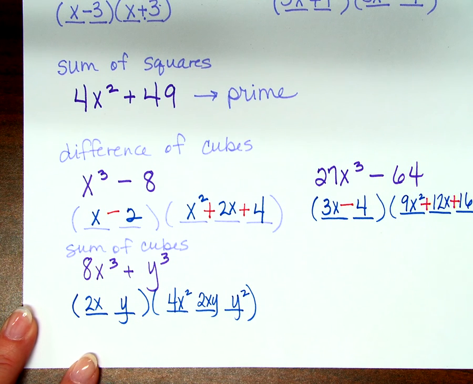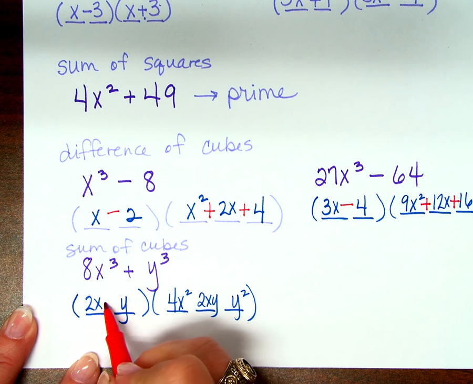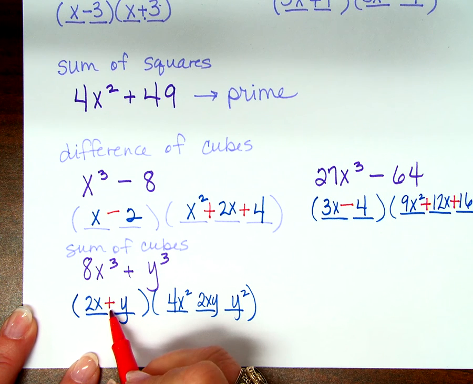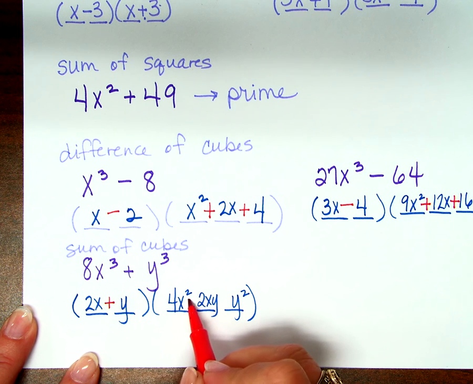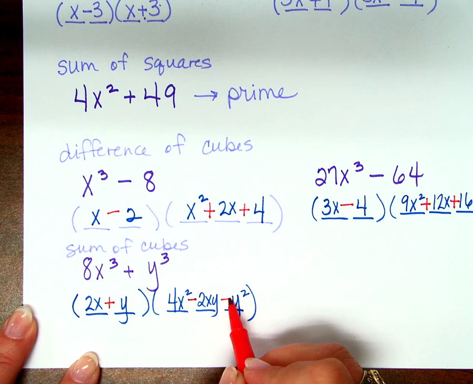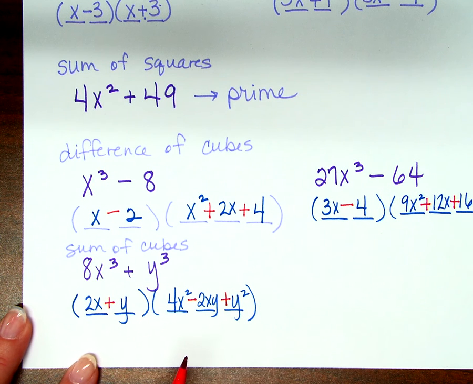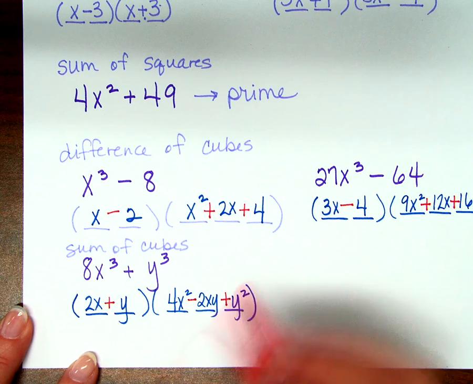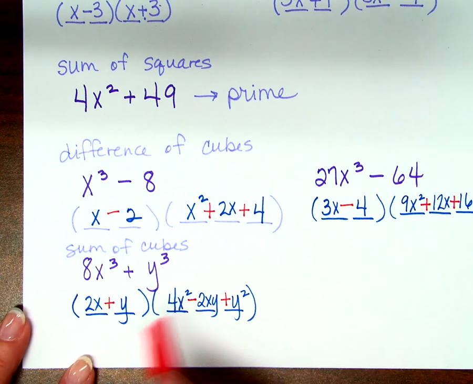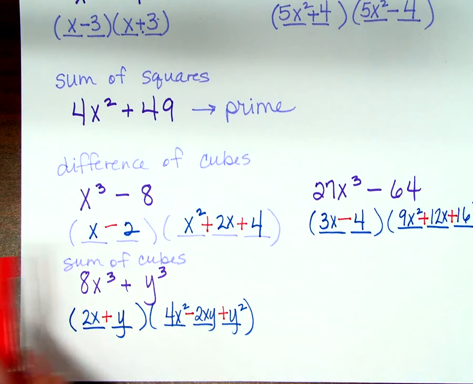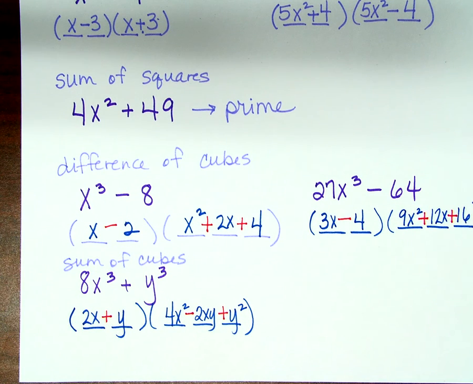What is the pattern of the signs? Yeah, whatever was in the problem goes in the binomial. The next one is opposite of that, and the last one is always plus. I didn't have to teach you a new formula to memorize. It's the same pattern for difference of squares as it is for difference of cubes as it is for sum of cubes. Amazing job. Very good.